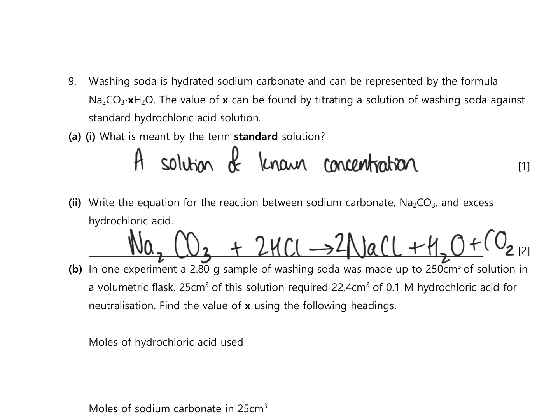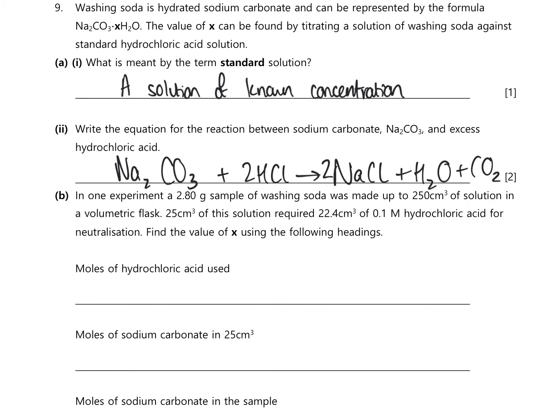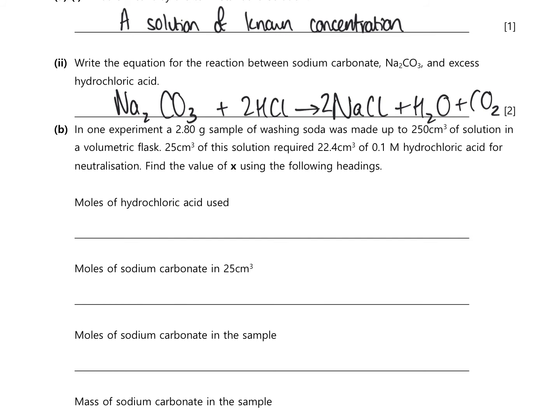So again, this is really similar to the one that we were doing just a couple of questions previously. So same method, but this time just different values. We're starting with a 2.8 gram sample of our hydrated salt of washing soda crystals. That's being made up to 250 centimetres cubed. Then 25 centimetres cubed of that is being titrated against 22.4 centimetres cubed, that's our average titre, of 0.1 molar hydrochloric acid. So again, you could do a diagram. Let me do a quick one down at the bottom here.